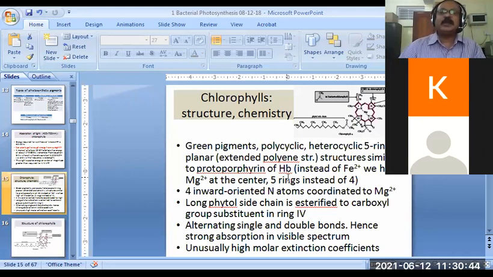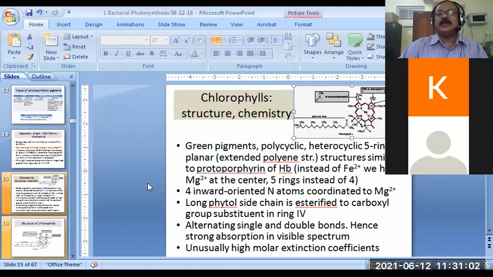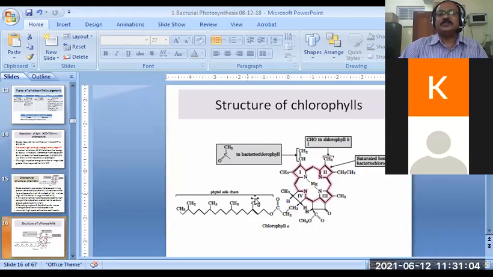Polycyclic means there are multiple cycles. There are 5 cycles; to be precise, there are 5 ring-like structures. These are all planar structures, that is, in one plane. And then there is an extended polyene structure, that is to say, this long chain-like structure.